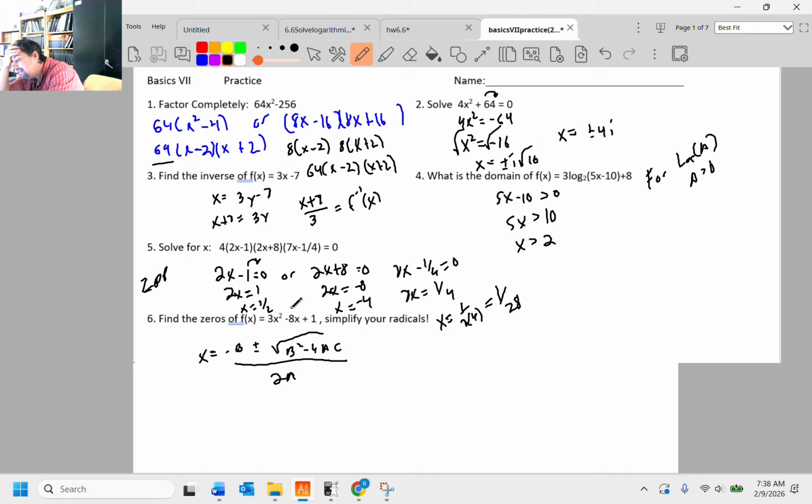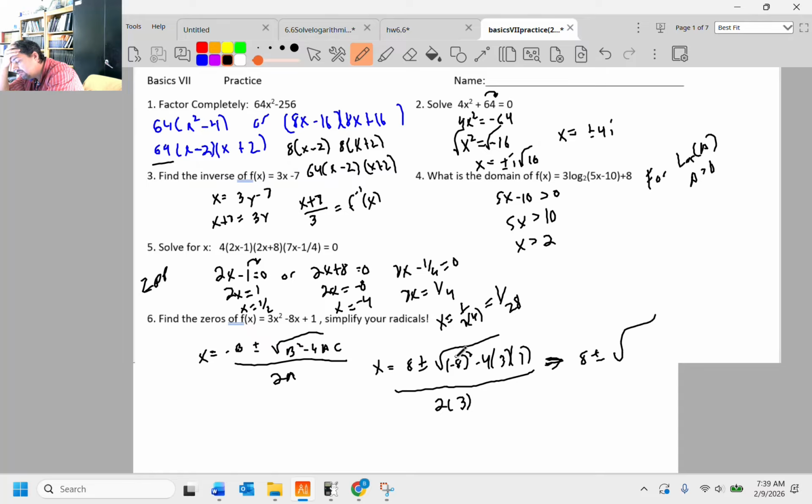Let's see here. b is negative 8, so x is going to be negative 8, which is positive 8, plus or minus the square root of b squared, negative 8 squared, minus 4 times a, which is 3, times c, which is 1, all sitting pretty over twice a, and again a was 3. Now what do we have inside the radical?